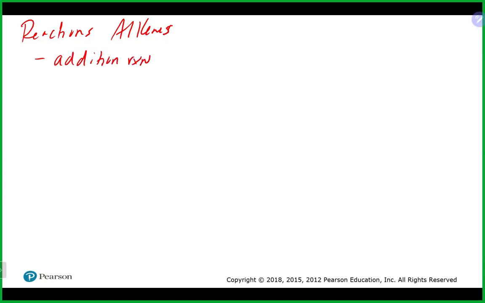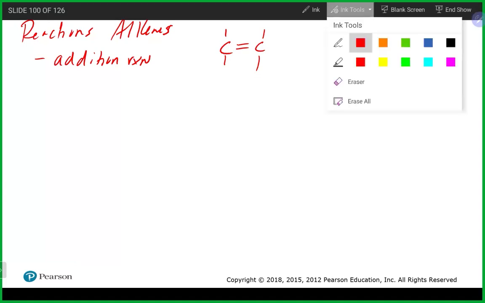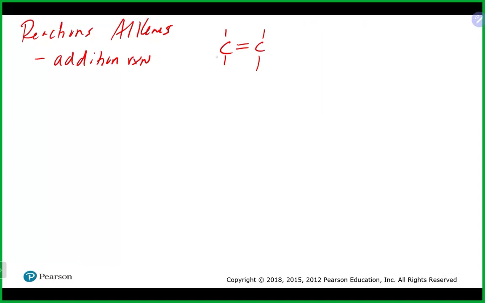And addition reactions are different than substitution reactions that we saw with our alkanes. In an addition reaction, we basically are just going to add two things in. And when we're dealing with our alkenes, it pretty much always happens at our double bond. As you'll see as we go through the rest of these chapters in organic chemistry, that is where most of the reactions take place, near the functional group for that particular compound.